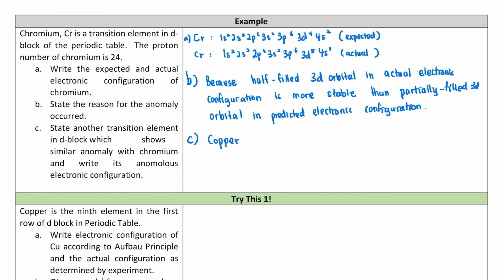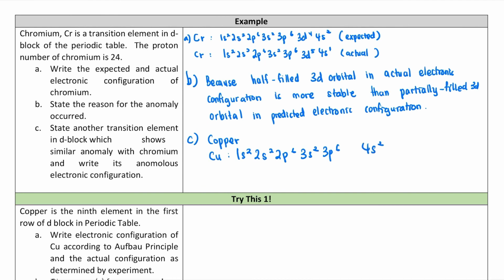And the answer should be copper. Okay, because in the syllabus there are copper and chromium as anomalous electronic configurations. Okay, and then we need to write its anomalous electronic configuration. That means the other one. Okay, so for this one, if chromium is 3d5, which means half filled, copper is fully filled. Okay, so copper has 29 electrons. So 1s2, 2s2, 2p6, 3s2, 12, 3p6, 18.